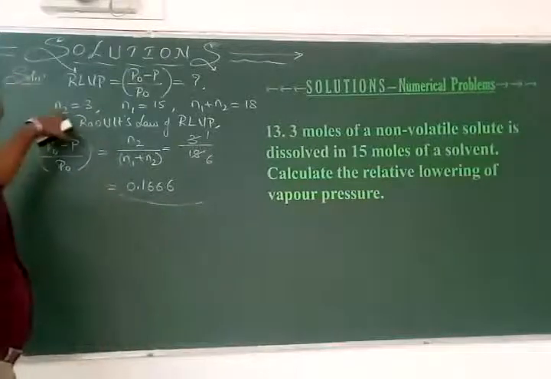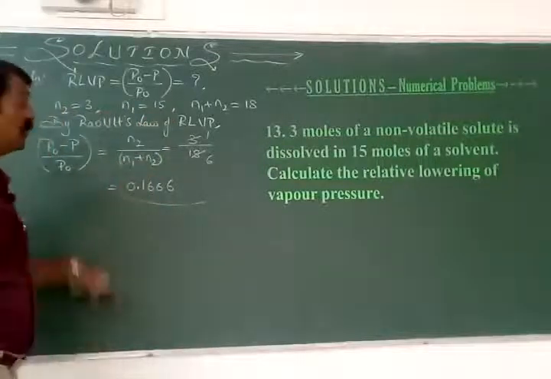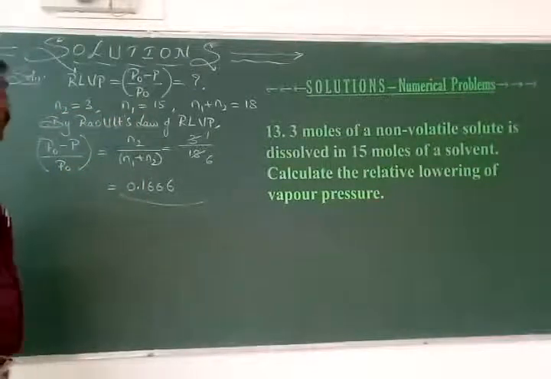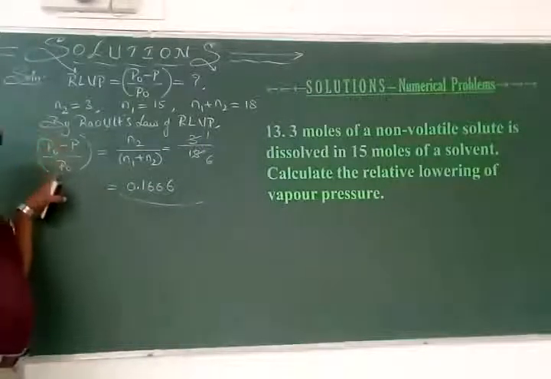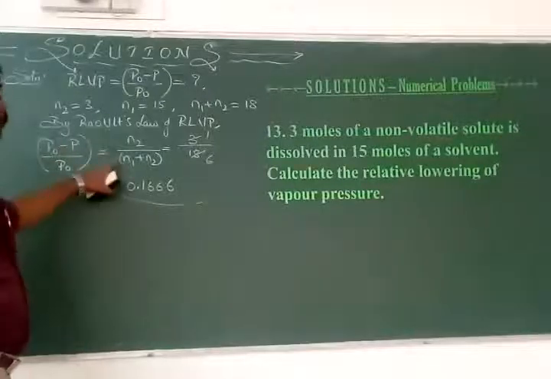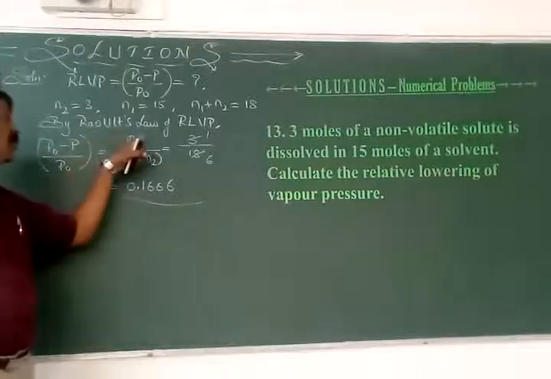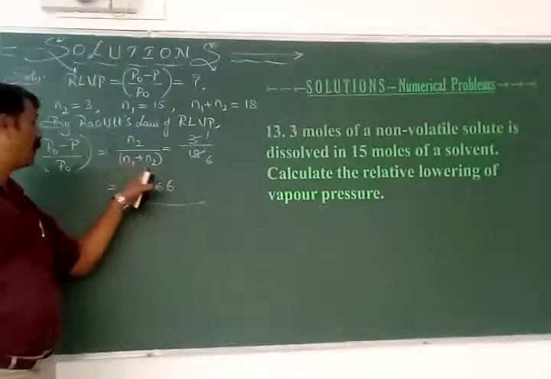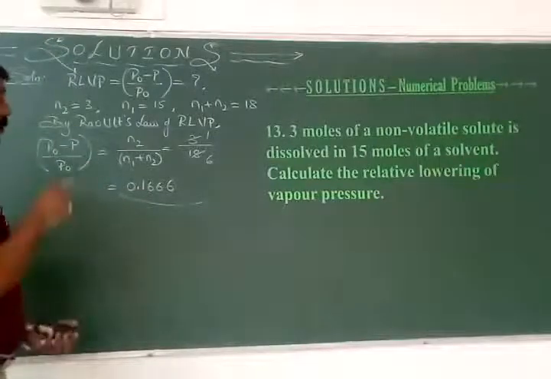The value for this RLVP is going to be 0.166. How is it? When 3 moles of a non-volatile solute is dissolved in 15 moles of solvent, N2 is given as 3 and N1 is given as 15. And the total moles of the solution is 18. Then applying Raoult's law for relative lowering of vapor pressure, where P naught minus P divided by P naught is equal to X2 actually. What is X2? Mole fraction of solute. How to calculate mole fraction of a solute? Number of moles of solute, that is N2, divided by total number of moles of both the solute and the solvent, that is N1 plus N2. So substitute and simplification gives the relative lowering of vapor pressure is equal to 0.166, but no unit here. Okay. So that is about numerical number 13.